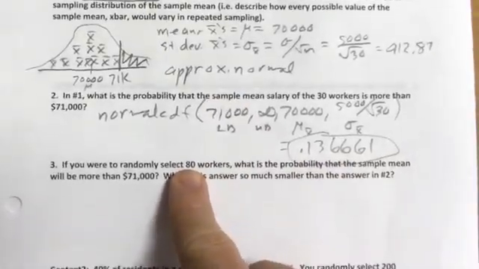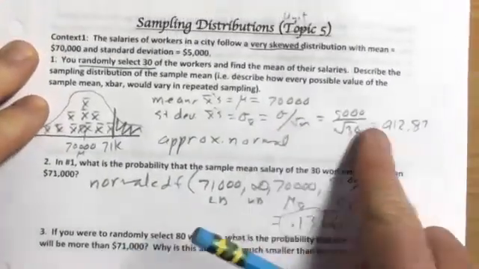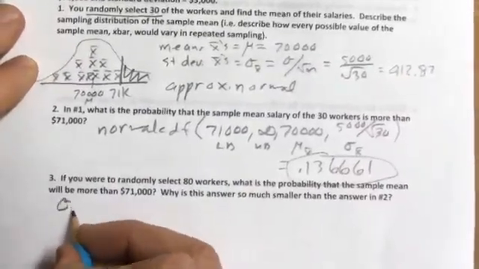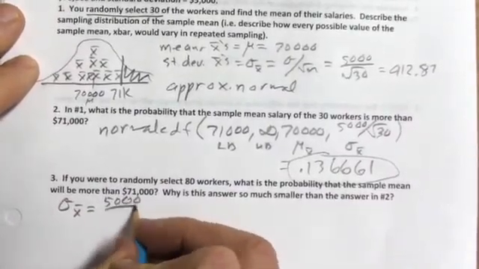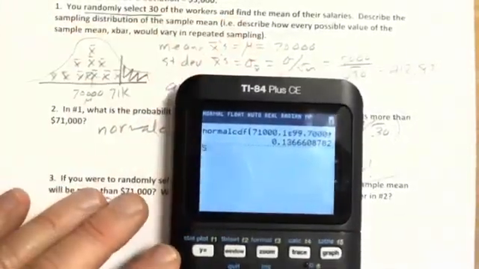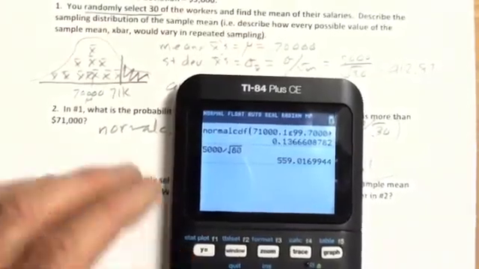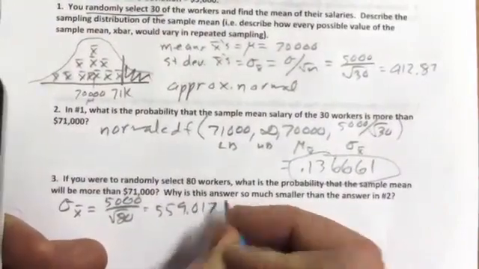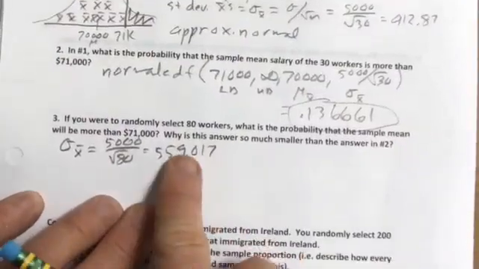So what's going to happen there? Well, when your sample size gets bigger, it's going to make your standard deviation smaller. So your standard deviation of your X bars with 80 is now going to be 5,000 divided by the square root of 80. We're going to have less variability. So 5,000 divided by the square root of 80 is about 559.017. Okay, so it means less variability. So let's see what this value is.